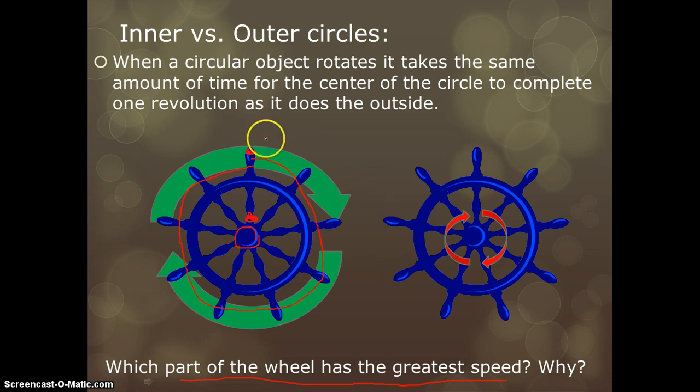Okay, I hope you chose the point on the outside has the greatest speed, because even though they're going around the circle in the same amount of time, this point on the outside is going a farther distance than the point on the inside. The outside circle has a larger radius, larger distance in the same amount of time, so it must move at a greater speed than the inner part of the circle.